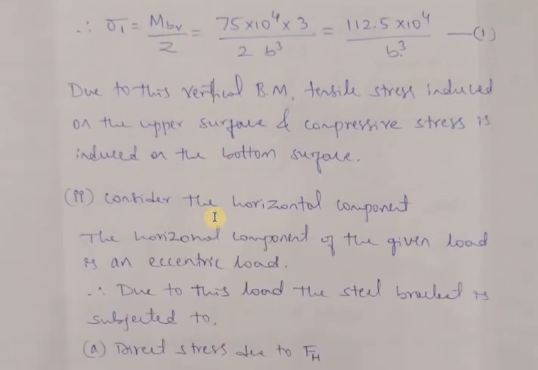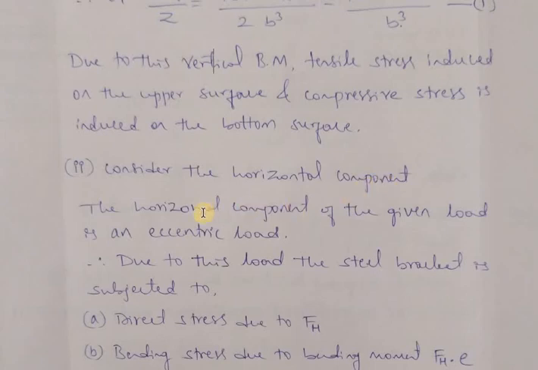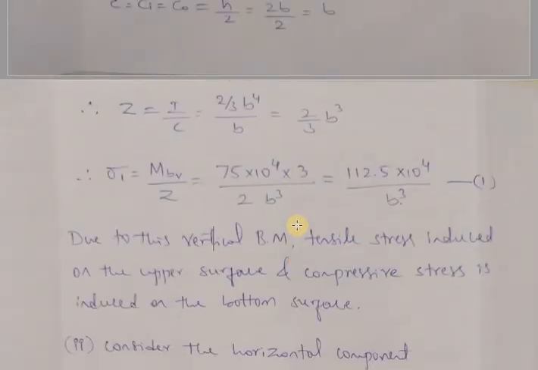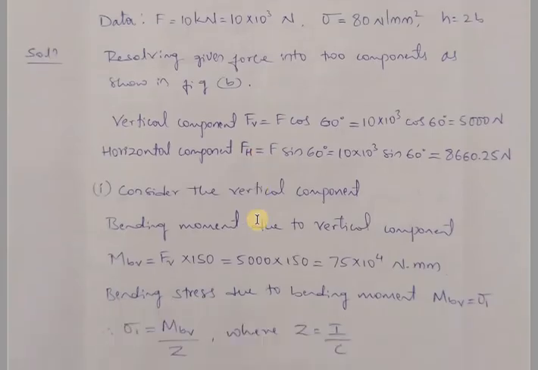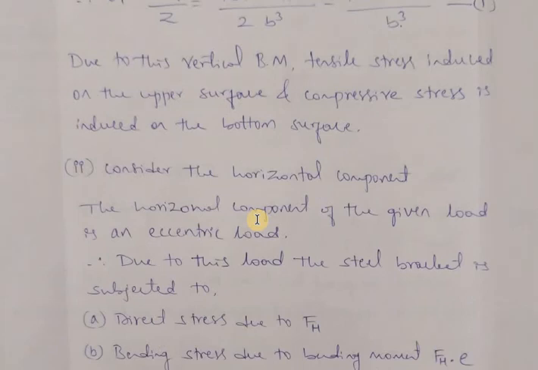Next, let us consider the horizontal component. The horizontal component of the given load is an eccentric load, because you can see the horizontal component will be acting in this direction, that is horizontally, which is parallel to the neutral axis of this rectangular cross section, and it is at a distance of 200. So this 200 is nothing but the eccentricity we are talking about. Because of that, the rectangular cross section is subjected to eccentric load.